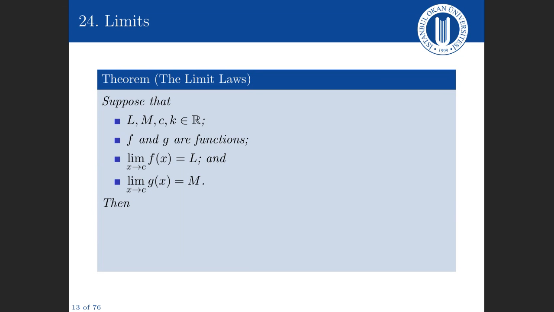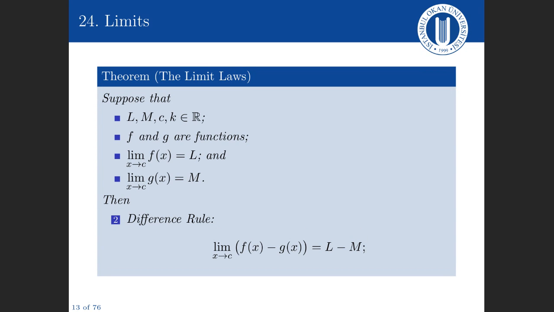We have some rules which help us find more sophisticated limits. Let's suppose capital L, capital M, c and k are numbers. Let's suppose that f and g are functions. Let's suppose the limit as x tends to c of f of x is equal to L, and the limit as x tends to c of g of x is equal to M. The first rule is called the sum rule. The limit of f plus g is equal to L plus M. Anytime we have the limit of two functions added together, we can just separate them and calculate the limits separately.